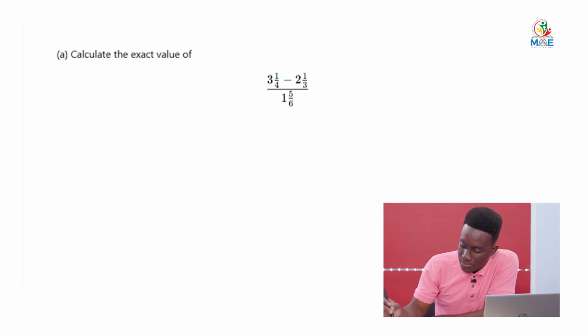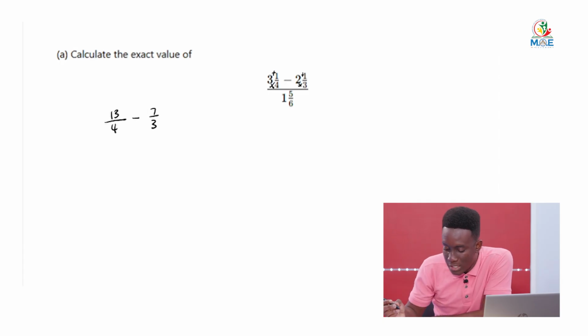So we want to work with the top piece first. The first thing we want to do is change this to an improper fraction and change this to an improper fraction. So you multiply and then add. 4 times 3 is 12, 12 plus 1 is 13 over 4. Subtract. You multiply and add. 3 times 2 is 6, 6 plus 1 is 7 over 3. And we work this out.